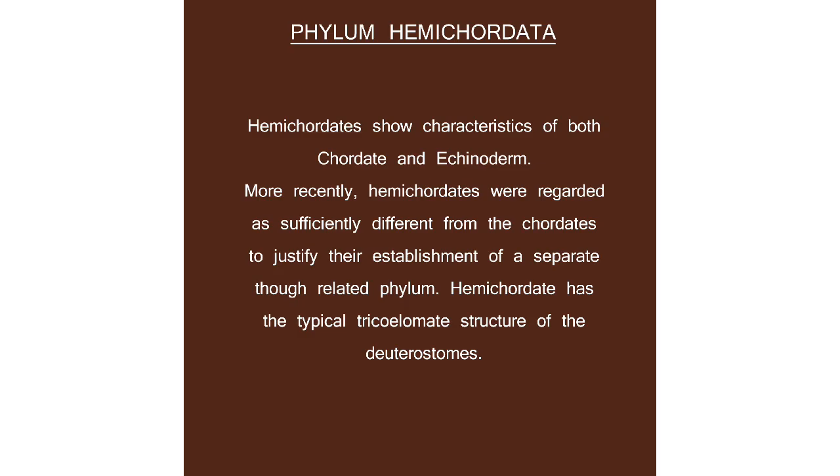You see, the hemichordates show characteristics of both the chordates and the echinoderms. So we can say they are intermediate between the chordates and the echinoderms. More recently, hemichordates were regarded as sufficiently different from chordates, and to justify the reason why they are different from chordates is to justify the establishment of a separate related phylum.